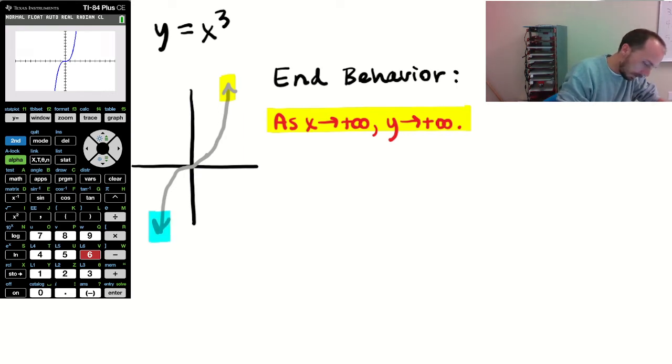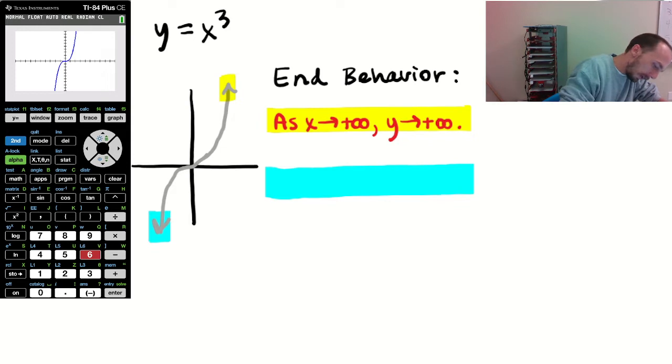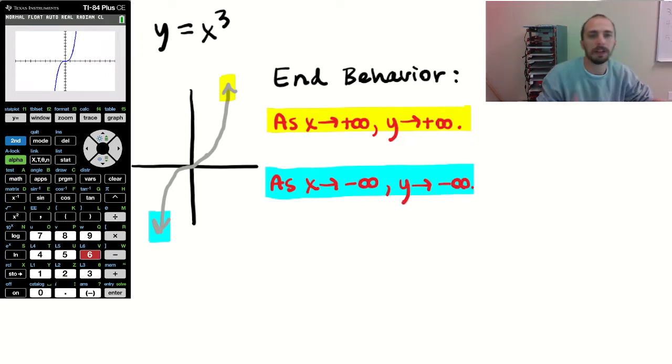And then on the other end, as x is approaching negative infinity, y is approaching negative infinity as well. So this is kind of like that parent graph for y equals x to the 3.